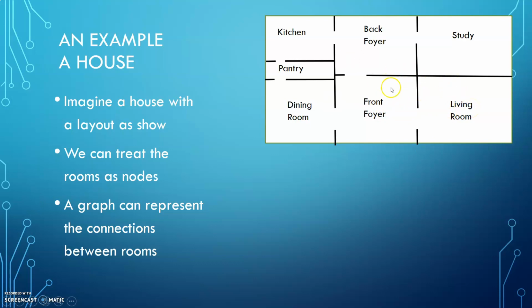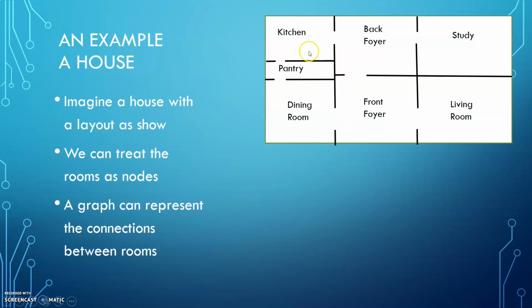So imagine just in terms of a house, the layout of a house is that some rooms are adjacent to each other. Adjacent, see where I'm going? So the dining room is adjacent to the front foyer. The dining room is adjacent to the pantry. And other rooms, they're not adjacent, but they're reachable. So the study is not adjacent to the dining room, but we can get there. And actually, not only that, there's more than one way for us to get to the study.